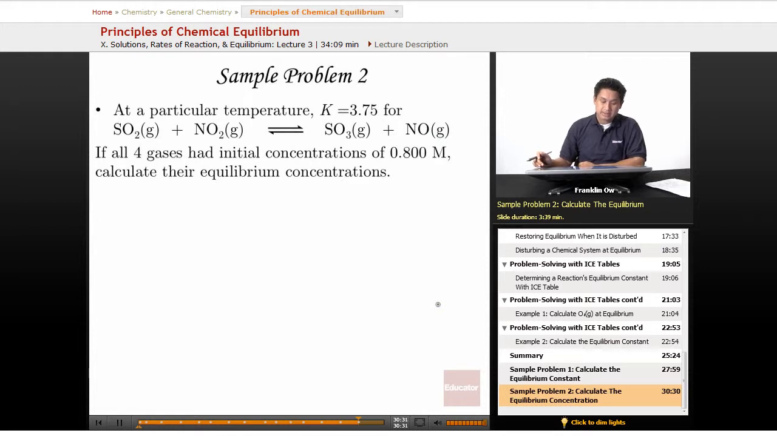And finally, the last sample problem is sample problem number 2. At a particular temperature, K is equal to 3.75. If all 4 gases had initial concentrations of 0.800, calculate their equilibrium concentrations. Okay, let's go ahead and set it up. I, C, and E.